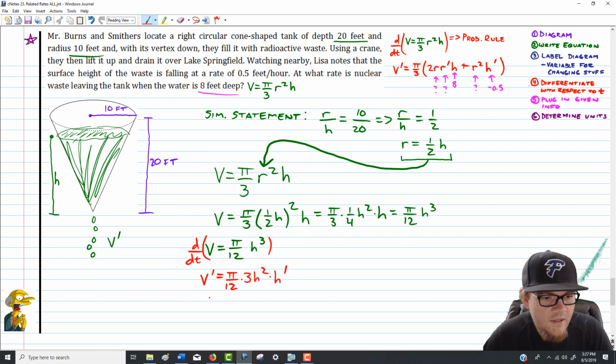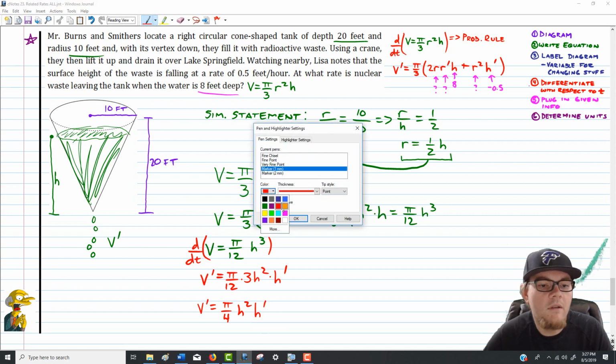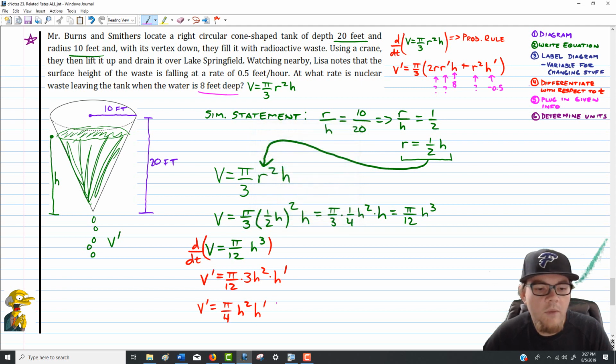Now, of course, this cleans itself up a little bit. V prime is equal to pi over 4 H squared H prime. But for us, the most important thing to hit here is to now plug in the information that we know and that we were given. Looking at our information, we know a couple different things here. We know that the height is changing at negative 0.5. We know that the height at this instant we're interested in, the snapshot moment, is 8 feet. And hey, look at that. Those are all the variables that we were actually missing.